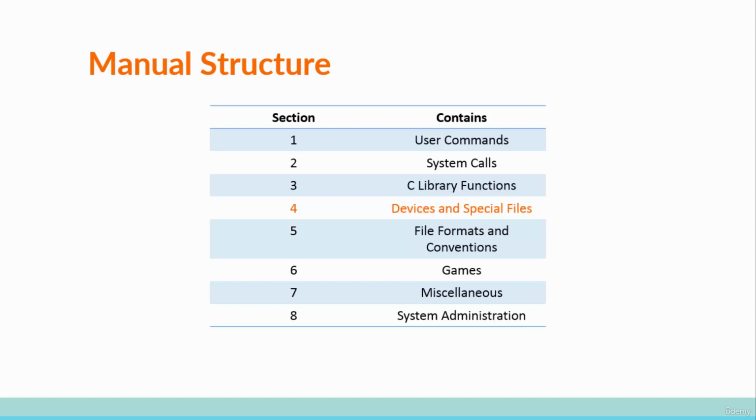Section 4 is devices and special files. Oh, it's got the word special in it. But this is about how the different devices on your computer are managed. So things such as CD drives, or things such as random number generators, or things such as USB ports and stuff like that.